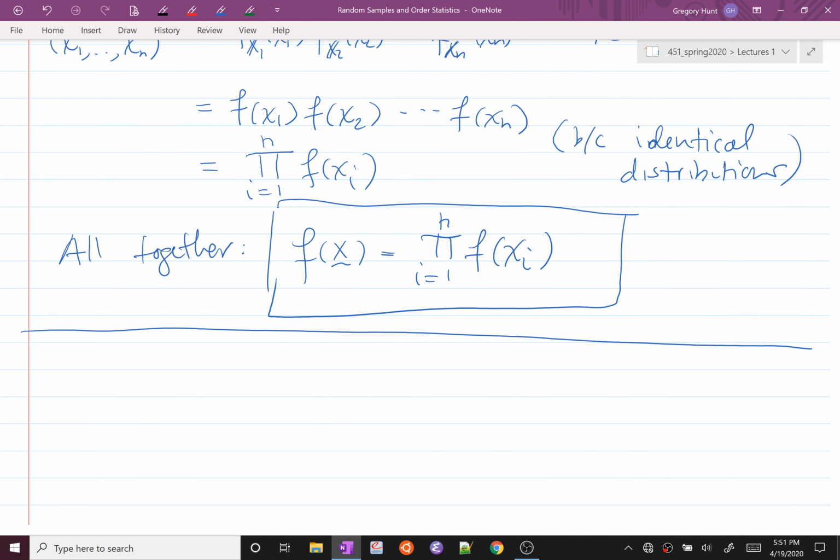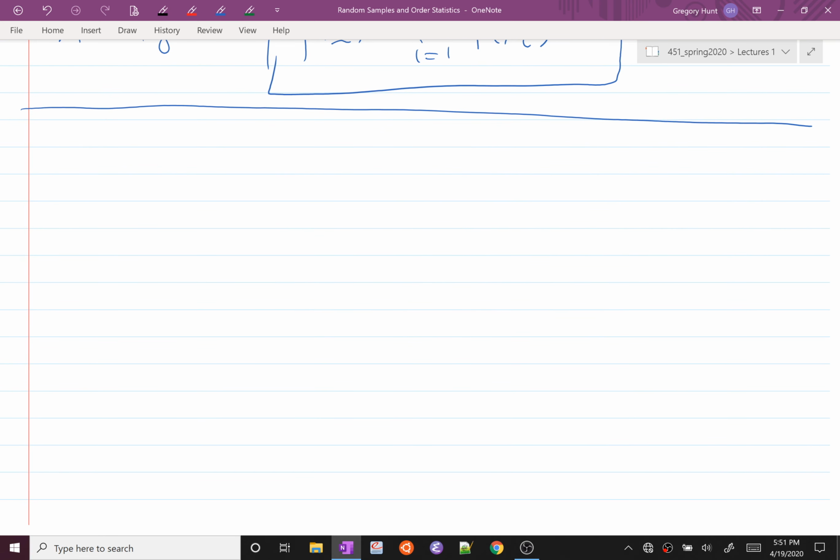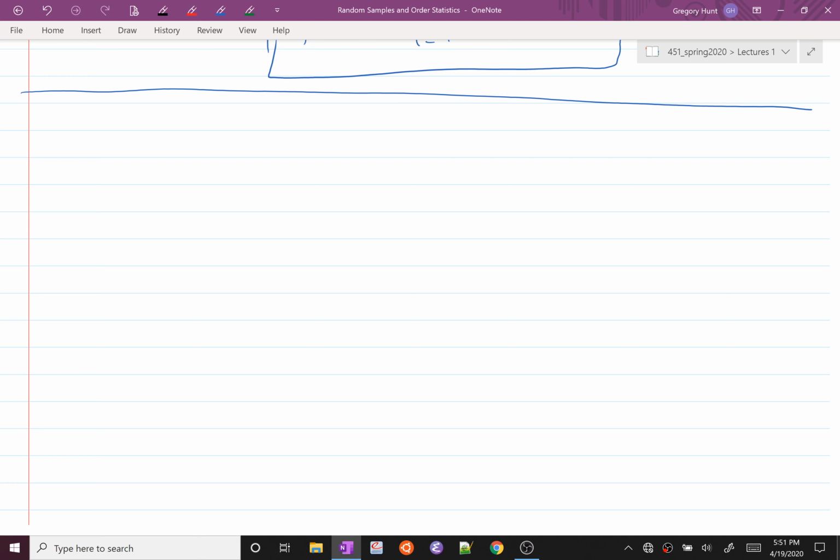And that's going to help us reason about statistics or random variables. So given the definition of a random sample, it's kind of a letdown of a definition, we're just redefining IID.